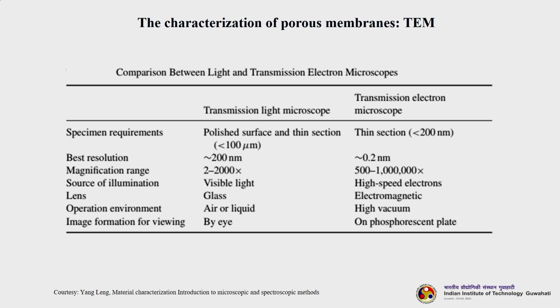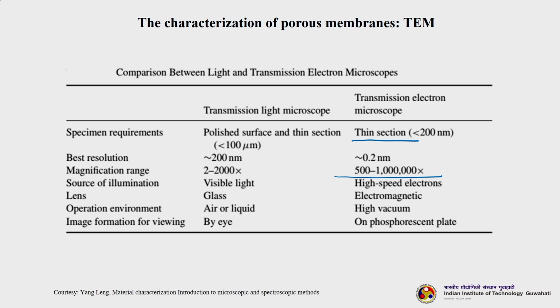Here it is telling us the difference between a transmission light microscope and a transmission electron microscope. The specimen required for the TLM is a polished surface and a thin section of less than 100 micron is fine. But for TEM it should be very thin, less than 200 nanometer. The best resolution is 200 nanometer for TLM, and for TEM it is 0.2 nanometer. Similarly, the magnification range is very high in the case of TEM. The source of illumination is high speed electrons.